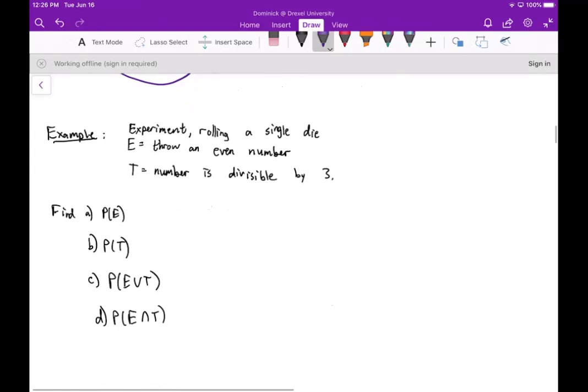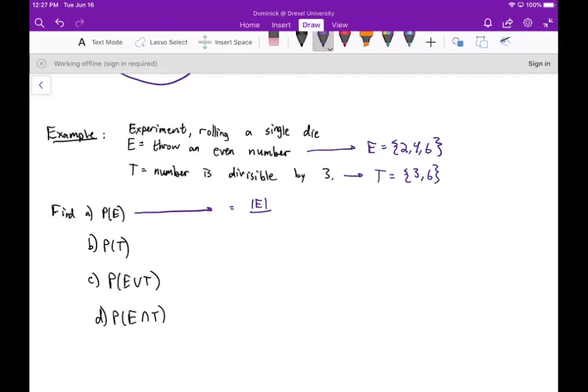All right, so let's do a couple of examples of that. So now, as an experiment, we'll say that we're rolling a single die, and the event E will denote throwing an even number, and T will denote throwing a number that's divisible by 3, right? So our E here would, of course, be 2, 4, and 6. And our event T, number divisible by 3, would either be 3 or 6. So now the probability of E would be equal to the size of E over the size of S, and of course that would be 3 over 6, right? Or you could even say that it's 1/2.